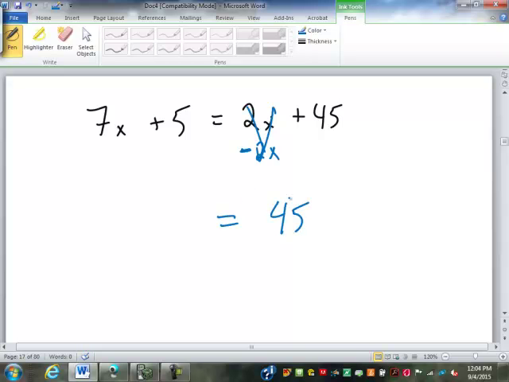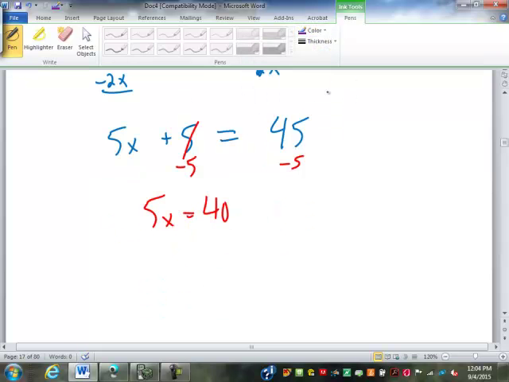But this is still a balanced scale. If I take 2x off of one side, the thing's going to tip. So I have to make sure I take 2x from the other side. The only place I can take 2x from is the 7x. 7x minus 2x is 5x plus 5. And then subtract 5. 5x equals 40. And then divide by 5. X equals 8. Again, you can double check it, but we're not going to bother right now.